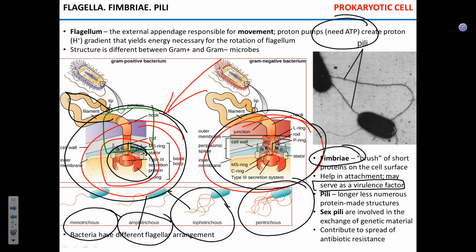Pili. Pili are longer appendages. You can see them here. They are made of a protein, they're like tubes, okay? And special types of pili called sex pili allow microbes to exchange genetic material. You can see two bacterial cells connected. So this is one, this is another. They are connected by the sex pili, okay? In this picture, they are connected by the sex pili that allows them to exchange DNA.